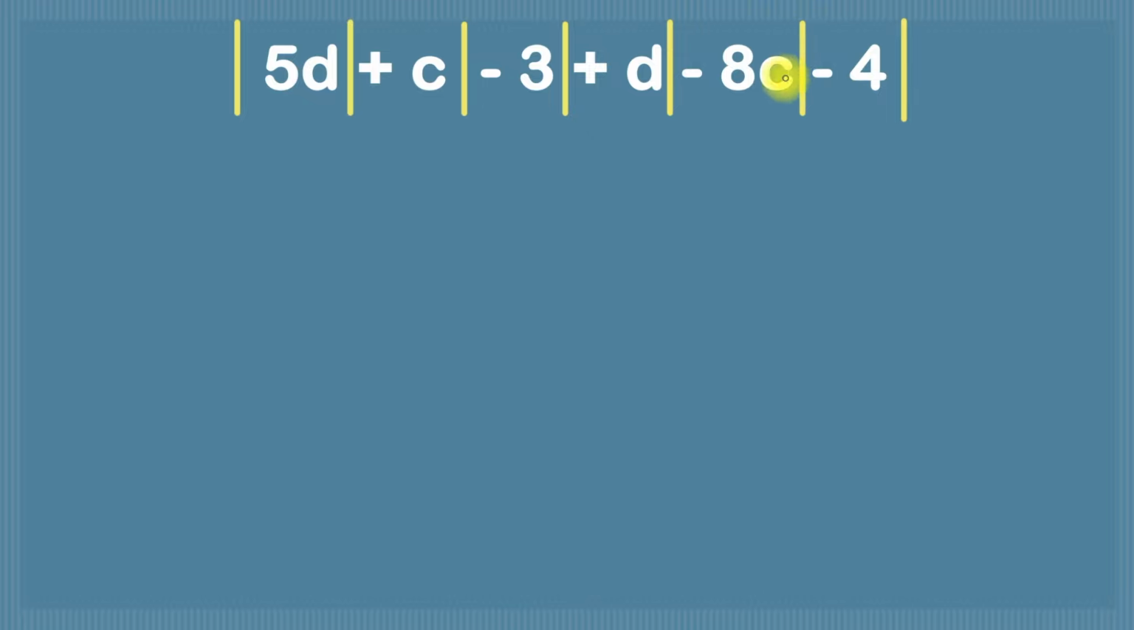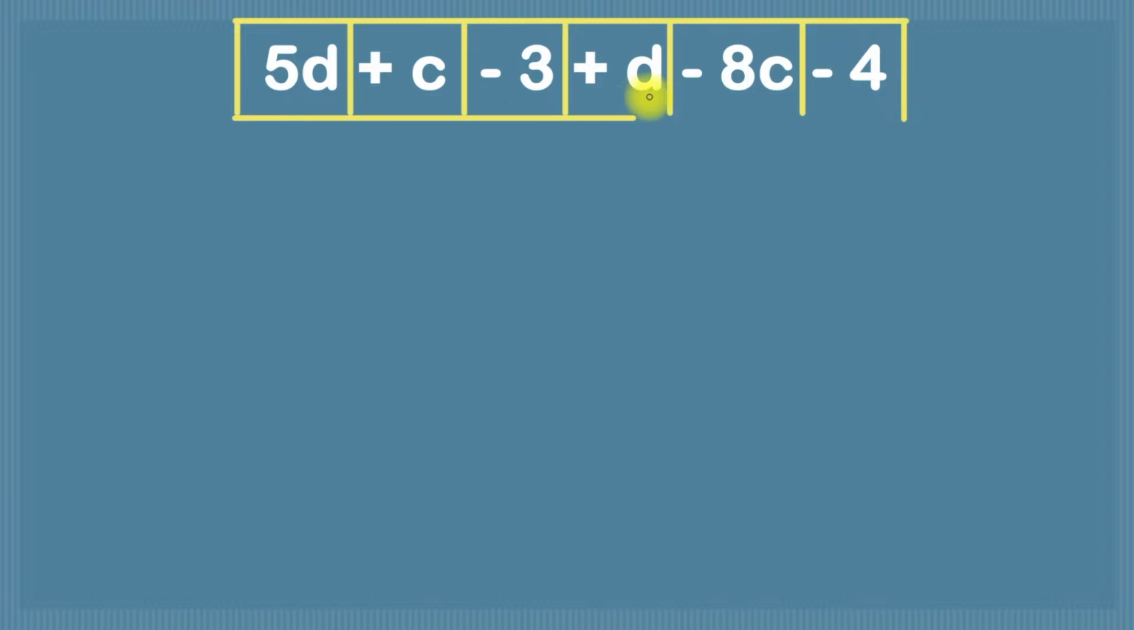Now that I have no more plus or minus signs, I'm just going to seal the box by drawing a line across the top and a line across the bottom. So we've officially broken up our expression into 1, 2, 3, 4, 5, 6 terms.